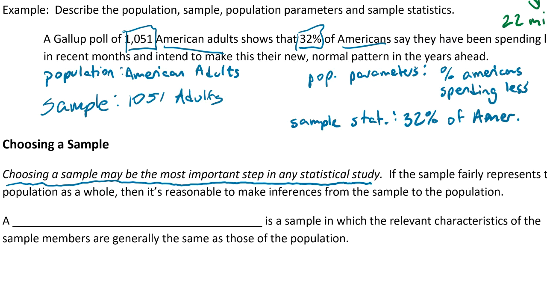So a representative sample is a sample in which the relevant characteristics of the sample members are generally the same as those of the population.